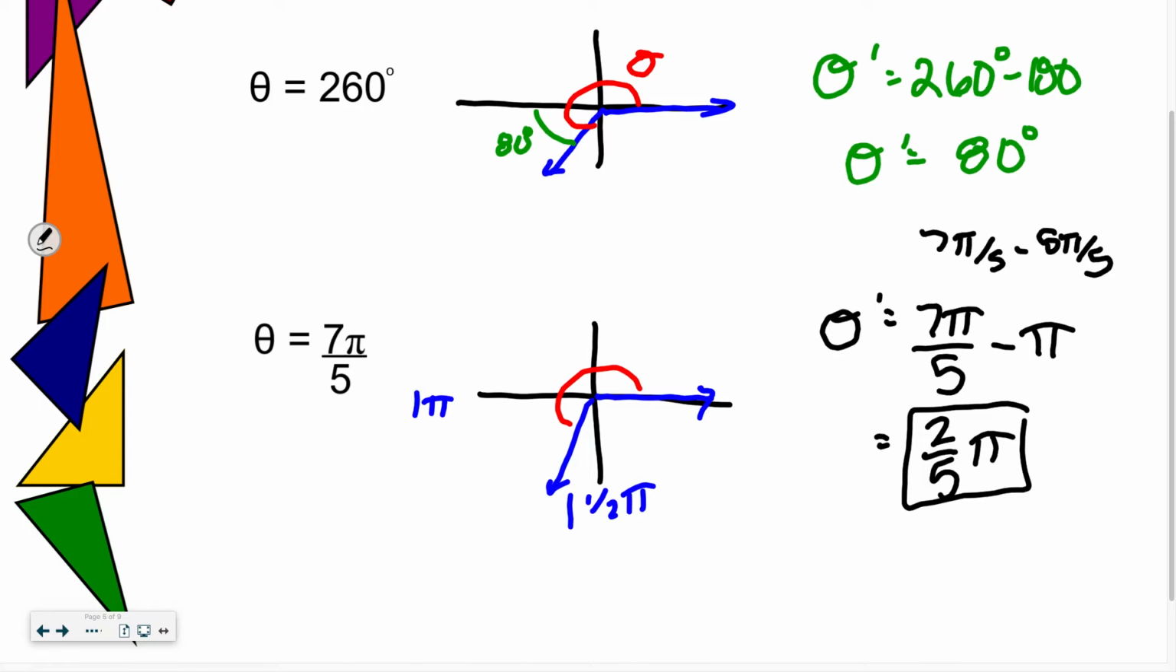Now 2/5 is positive, and you can tell it's acute because it's less than half. 2 out of 5 is not having half of something. If I had $5 and said I was going to share it and only gave you 2, you would wonder why you didn't get 50 cents.